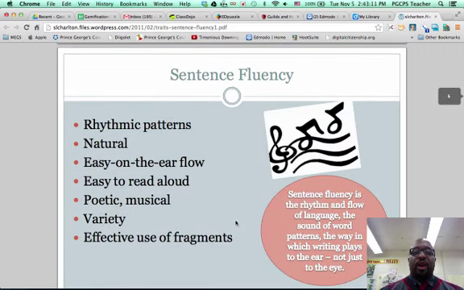So sentence fluency is composed of these different elements: rhythmic patterns, natural, easy-on-the-ear flow, easy to read out loud, poetic and musical, as we mentioned before, variety, and effective use of fragments.